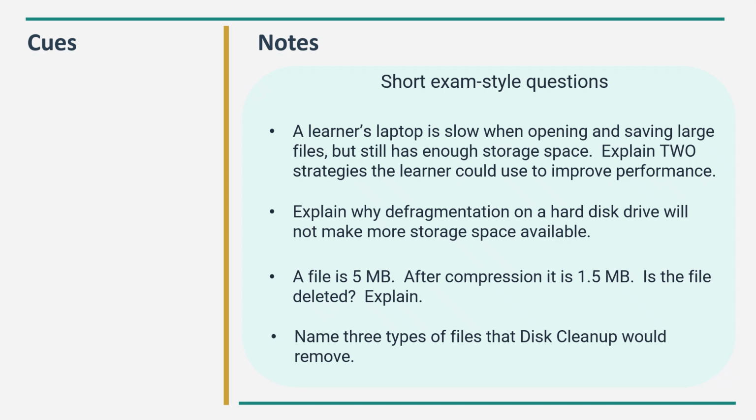The last one on the smaller file. The file is not deleted. Compression temporarily reduces the file size for storage or email. When you extract or decompress, the original file is restored to its original 5 MB size. And the three types of files deleted with disk cleanup include temporary files, cache files, old downloads, the recycle bin content, and duplicate files. We'll accept any of those three.